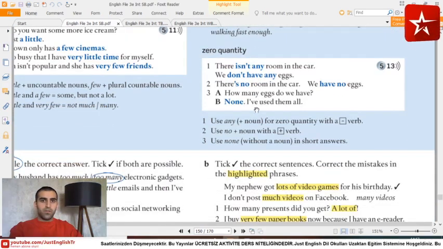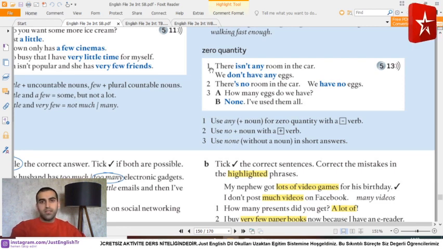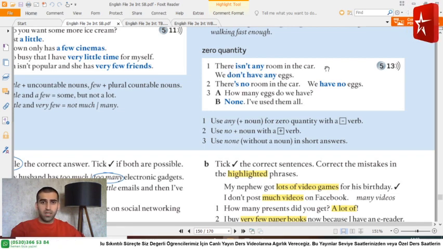And the last part of today's grammar is about zero quantity. Zero quantity, like nothing. There is not any room in the car. There isn't any room in the car. As you see, we use any plus noun for zero quantity with a negative verb. Like as you see, we have a negative verb here. There isn't any room in the car.